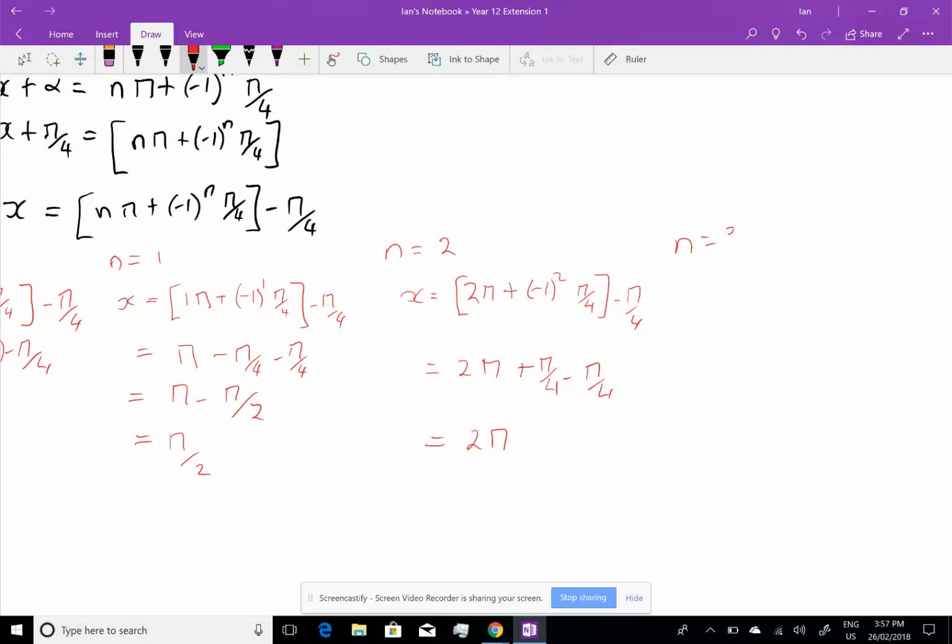If I go n equals 3, I get x equals 3 pi plus minus 1 to the 3 pi on 4 minus pi on 4, which gives me 3 pi. That's going to become minus pi on 4 minus another pi on 4, which is 3 pi minus pi on 2. Well, that's 6 pi on 2, so that's going to be 5 pi on 2. Is that right?